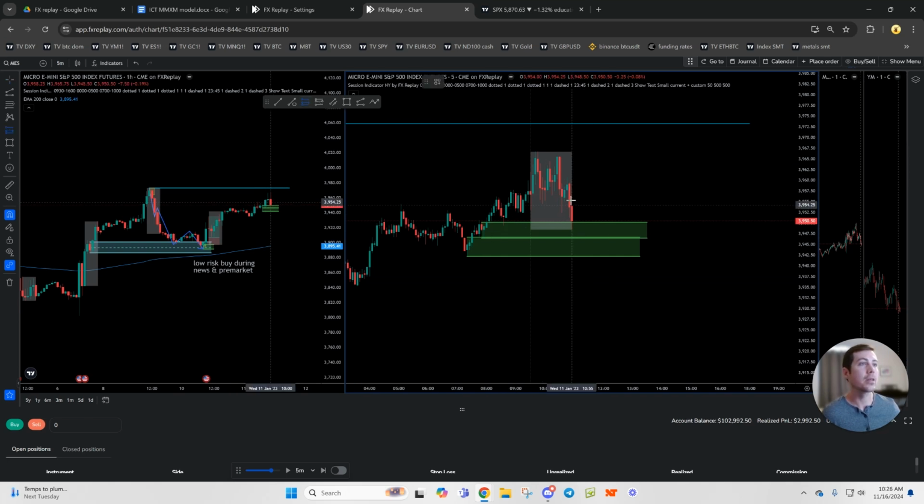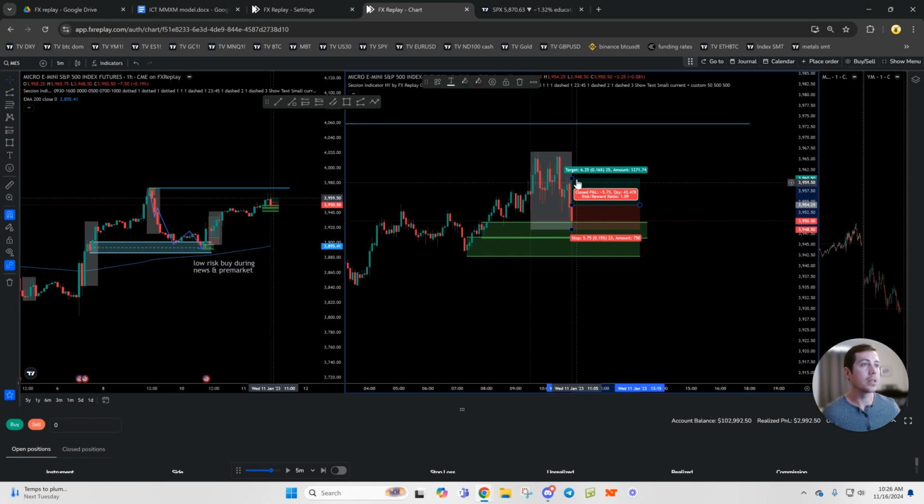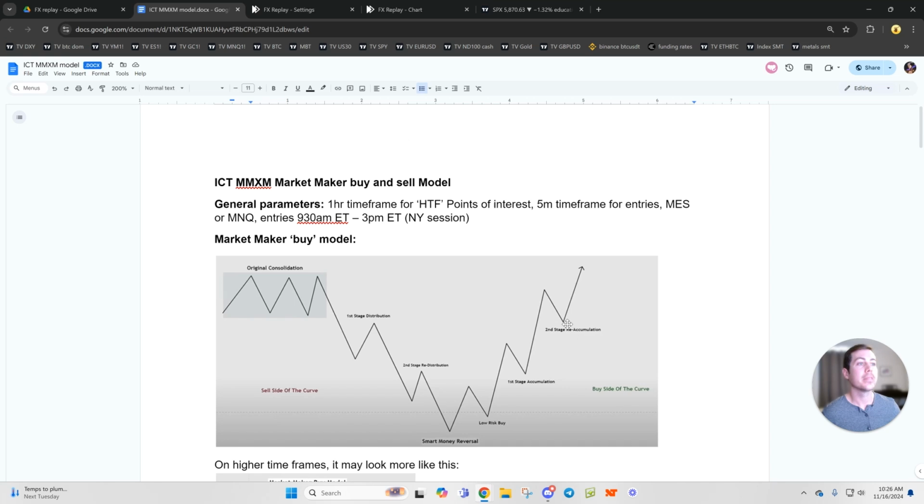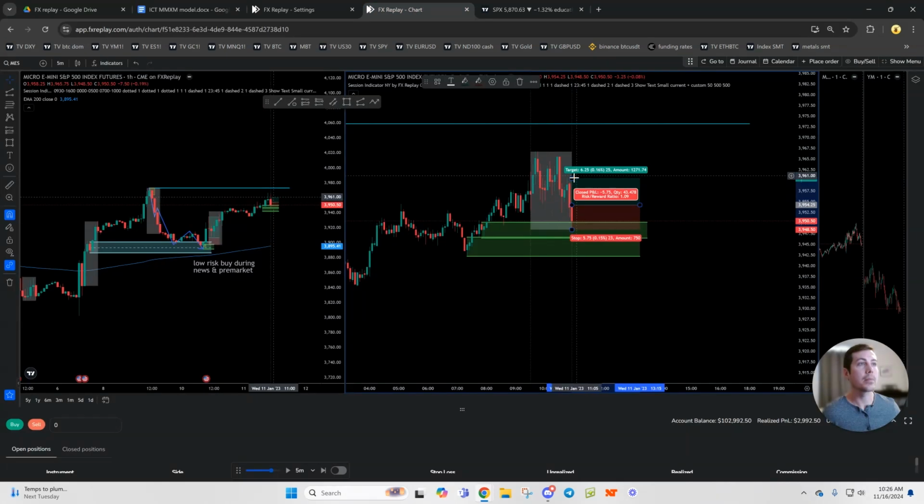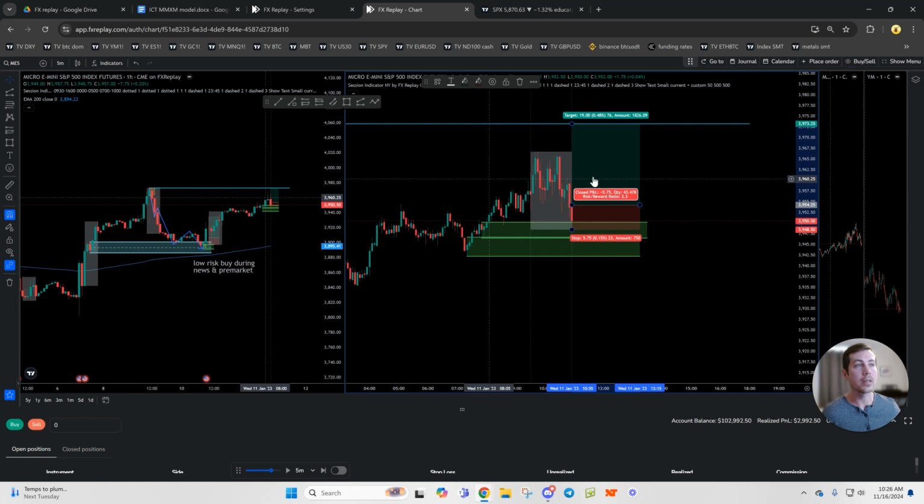So with Doyle's supply and demand model, we'll do a buy stop above here with the stop loss at the low. And since this is our second reaccumulation, the take profit's actually going to be the high, the initial consolidation here, which gives us 3.3R. So that's the level we're going to use for this.